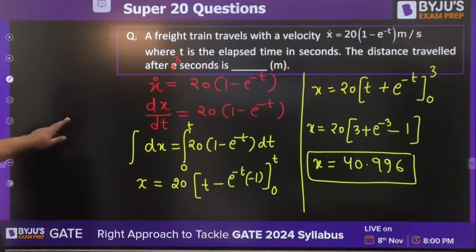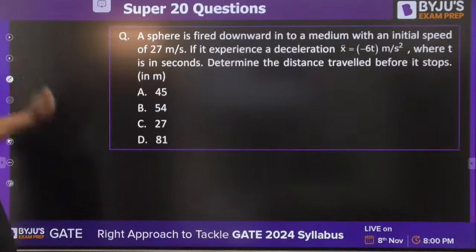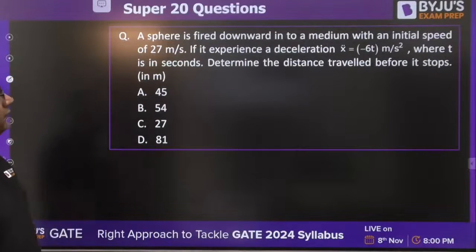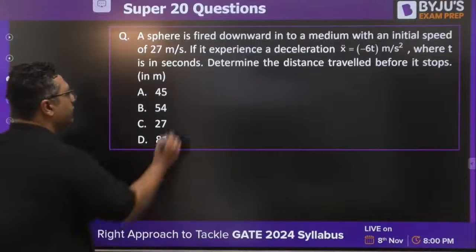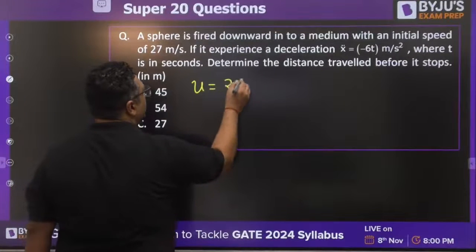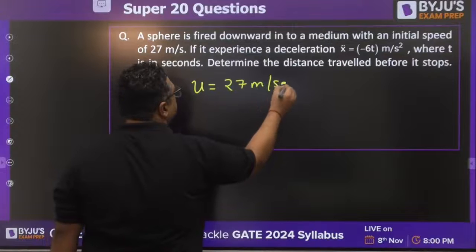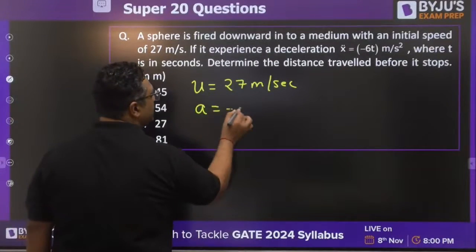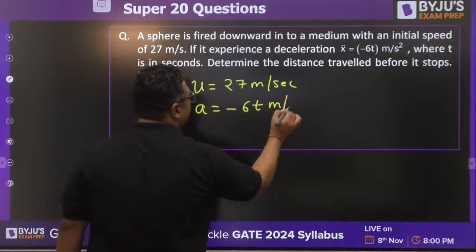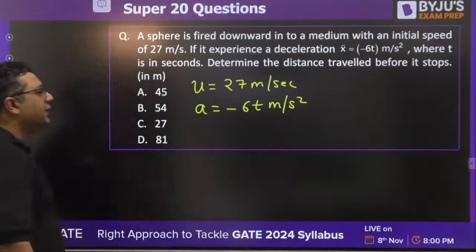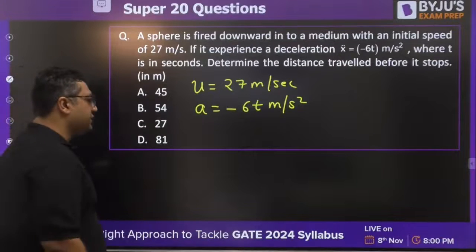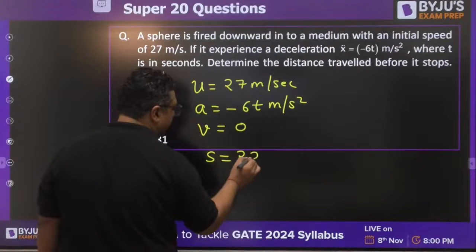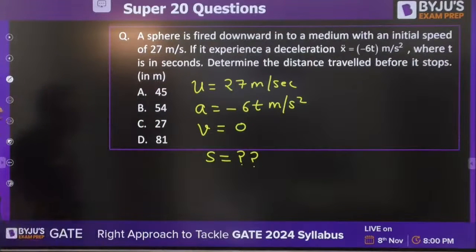So moving to the next question, guys. Next question is this. A sphere is fired downward into a medium with an initial speed of 27 meters per second. If it experiences a deceleration, so acceleration is minus 60 meters per second squared, determine the distance traveled before it stops. So final velocity is 0 and you need to find out the distance traveled. Okay, so that is how you need to solve it.